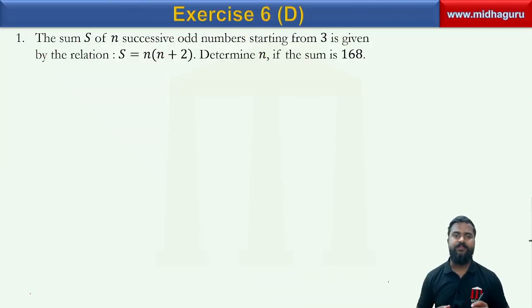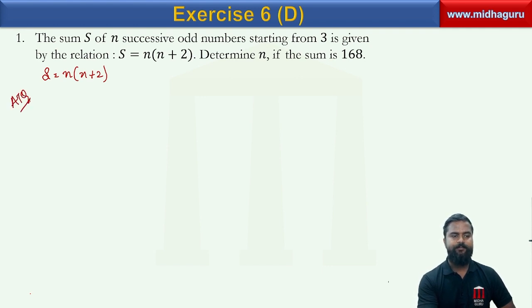Let's begin with exercise 6D first. So, the first question says the sum S of n successive odd numbers starting from 3 is given by the relation S is equal to n into n plus 2. Determine n if the sum is 168. So, the question says that the sum of consecutive odd numbers starting with 3 is given by n into n plus 2, where n is the number of terms, that is the number of successive odd numbers. Now, according to the question, the sum is equal to 168.